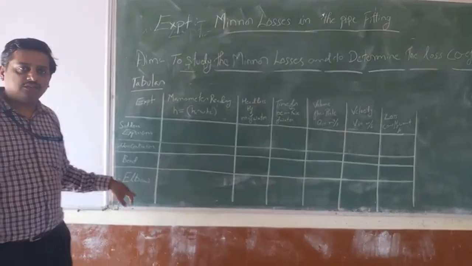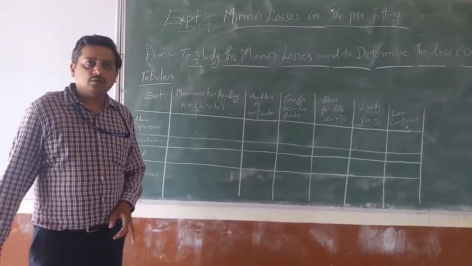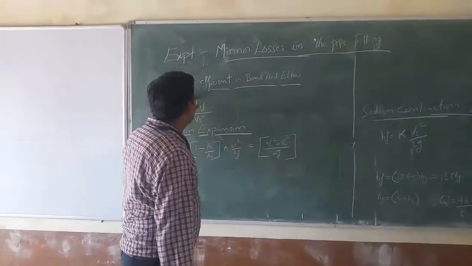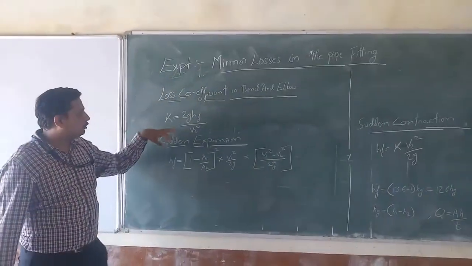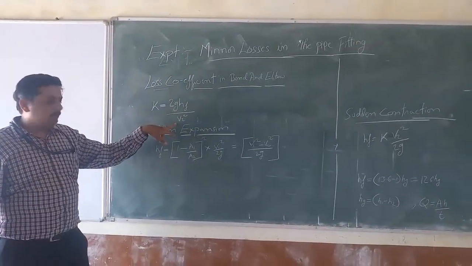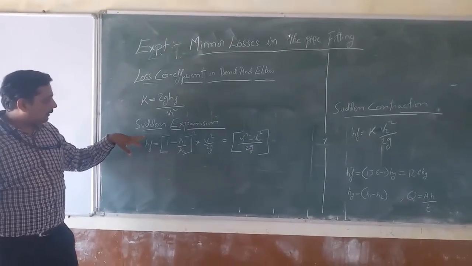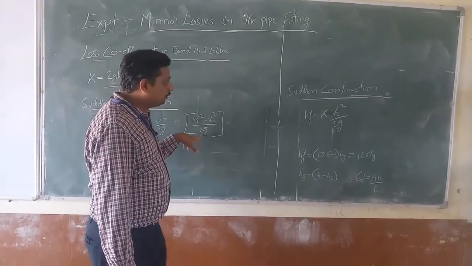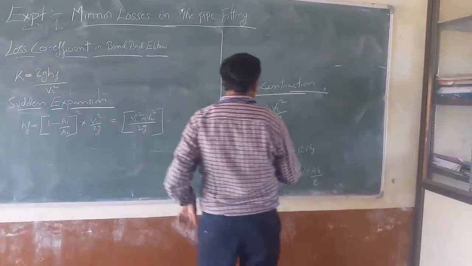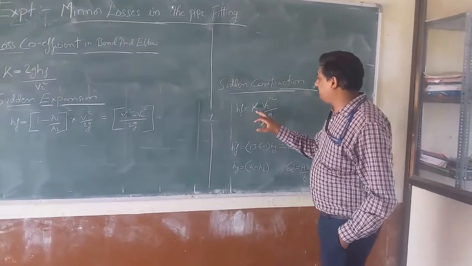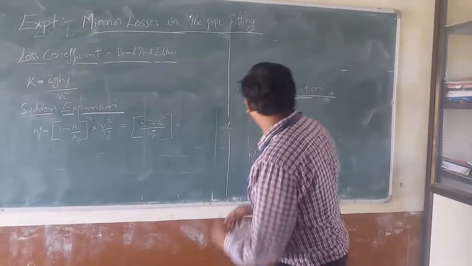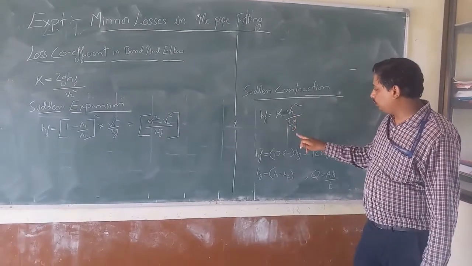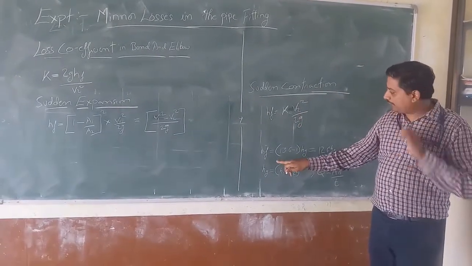Now what we are going to see here are the formulas regarding the loss coefficient. For the bend, K equals 2g HF by 2V square. With respect to sudden expansion, we have V1 square minus V2 square by 2g. And for sudden contraction, we have HF equals K times 2V square by 2g. You can find the HF value by using this formula.